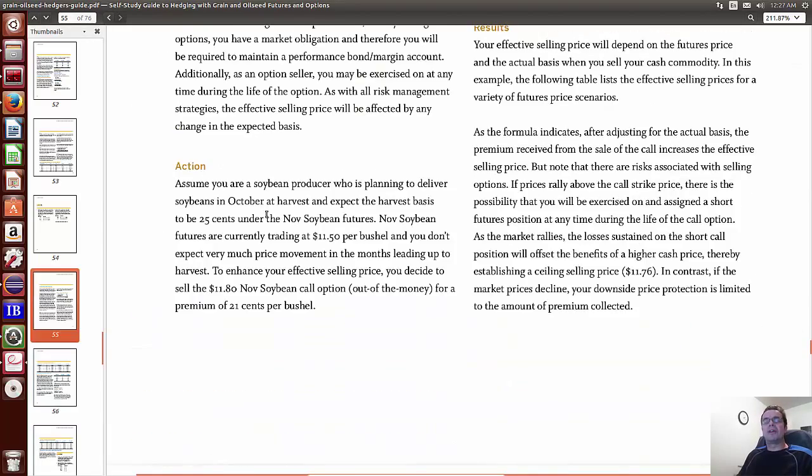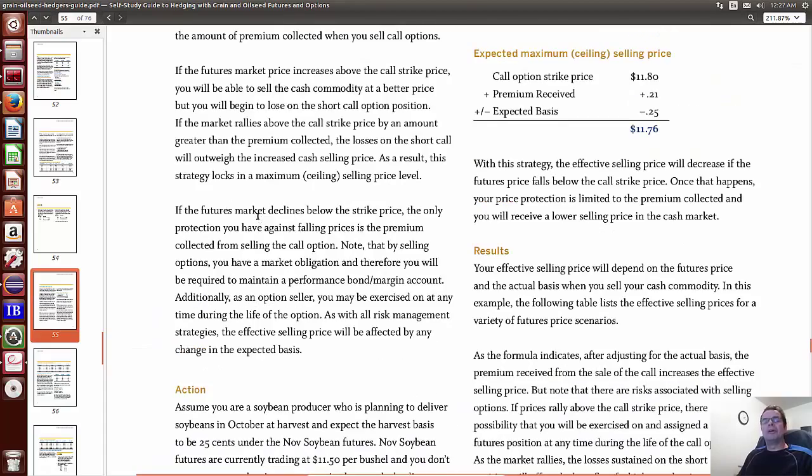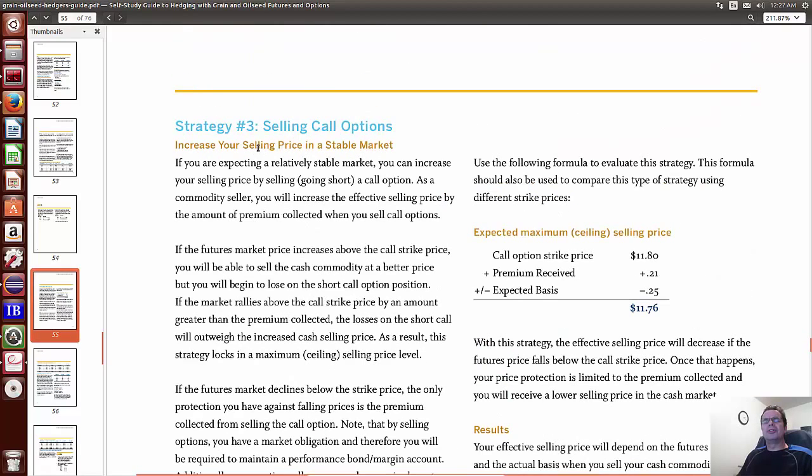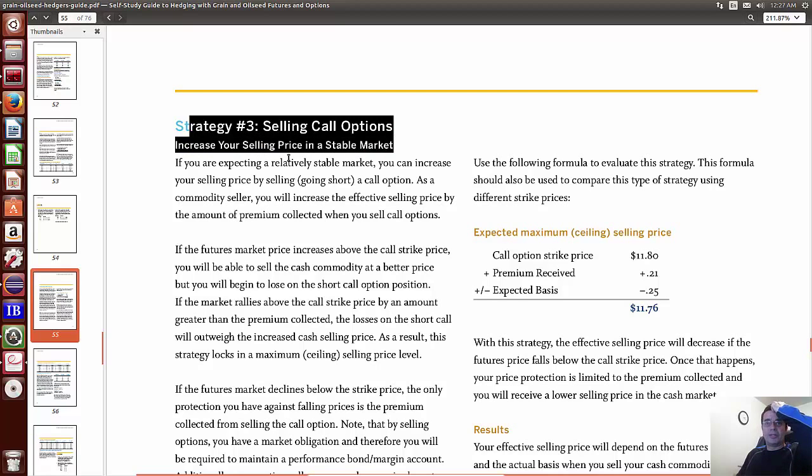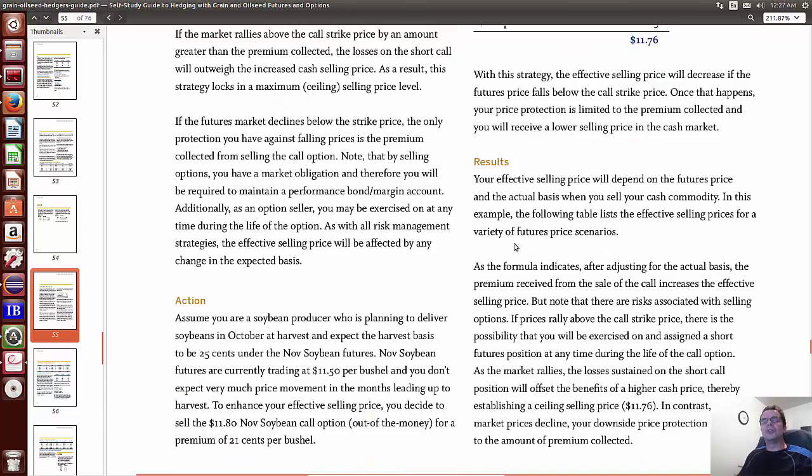And this strategy, I forgot to mention, is for the condition when you want to sell a call option to increase your selling price in a stable market. So if you expect your selling price to increase, you use this strategy. Hopefully it'll help you out.